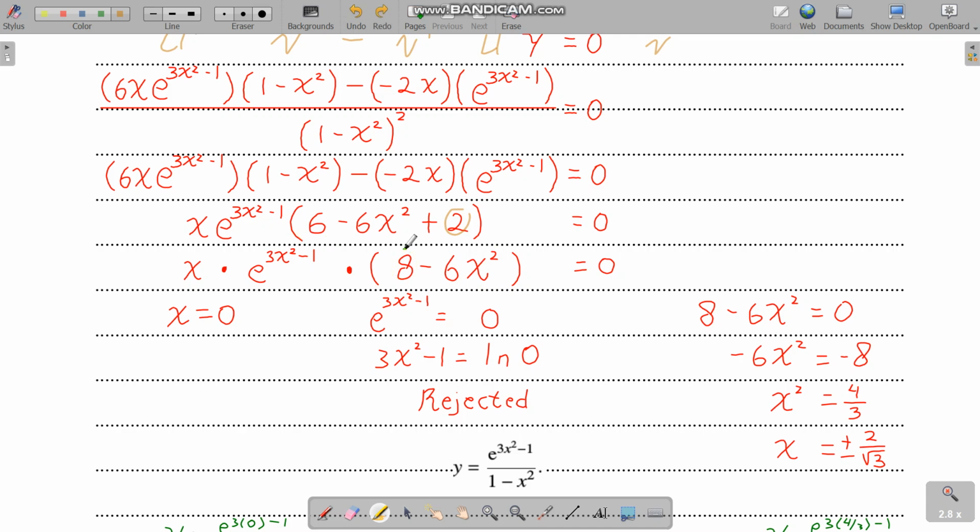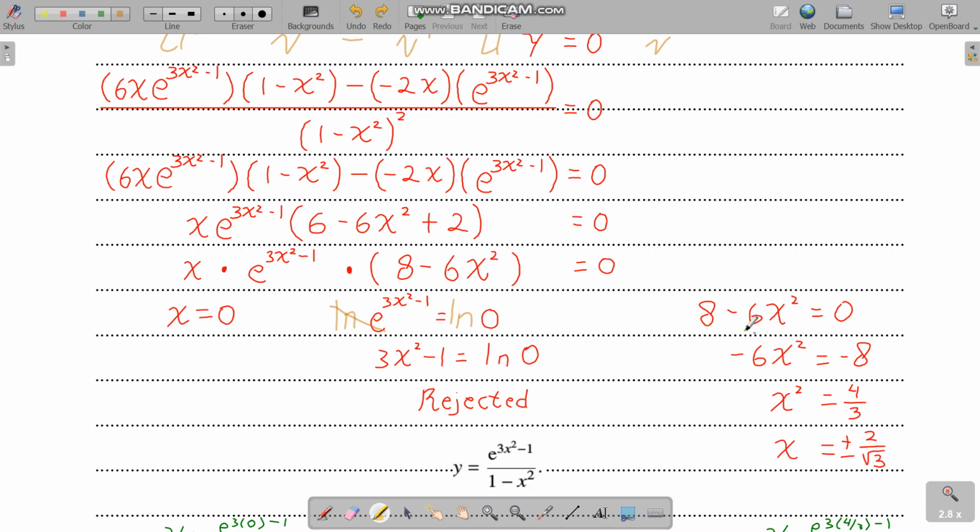So from the first factor, x equals 0, simple. From the second factor, e to the 3x squared minus 1 equals 0. Now to find the x, we can just ln both sides, because we will cancel out the ln and the e. We have only the power 3x squared minus 1 on the left. On the right, if you use a calculator, ln 0 is undefined, math error, so there is no way we can find the root or the solution from here. This is rejected.